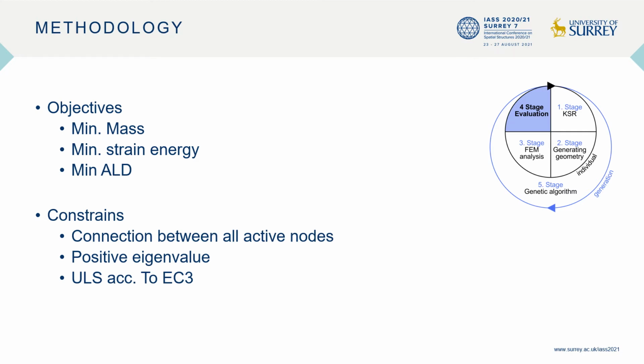There are 3 possible fitness objectives: minimization of mass, minimization of strain energy, which is basically the maximization of stiffness, and minimization of the average length deviation, which is an aesthetic objective that encourages the algorithm to use grid members with almost the same length. The optimization is constrained to only produce grids with a positive eigenvalue, that every active node is connected, and to abide by the rules defined in Eurocode 3.